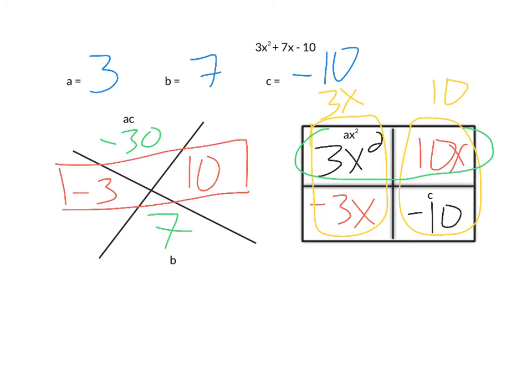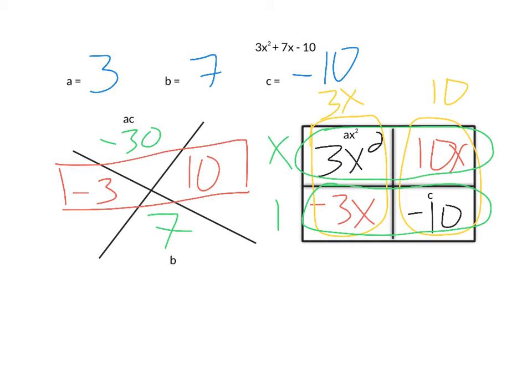Now I'm going to look at my horizontal pairs of numbers. 3x squared and 10x share a common factor of x, and negative 3x squared and negative 10 don't have any common factors other than 1. Now this is where this gets a little bit different than last time. Last time we didn't need to check this, but this time we do.